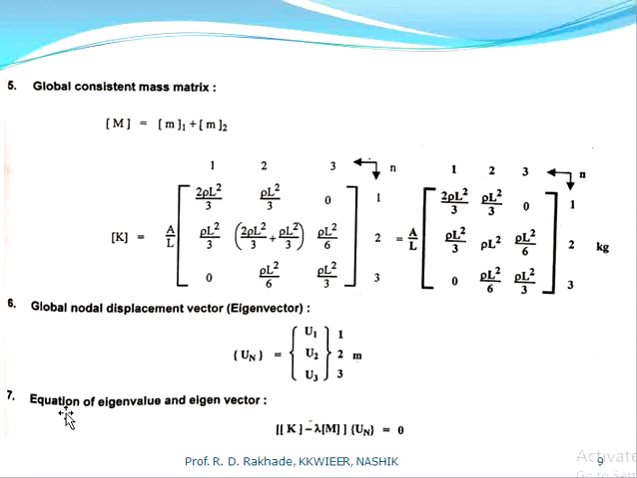Then the equation of eigenvalue and eigenvector. This is nothing but the governing equation to determine the natural frequency of the bar. So (K minus lambda M) u is equal to 0. We have all values K, M, and u. The ultimate goal from this equation is to determine lambda, that is the eigenvalue.